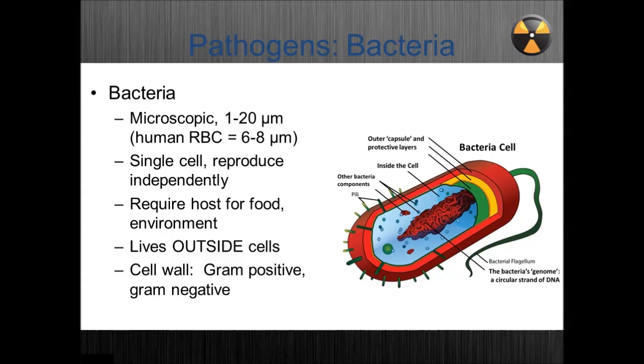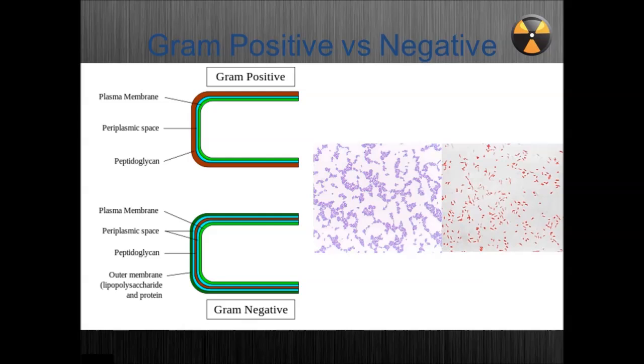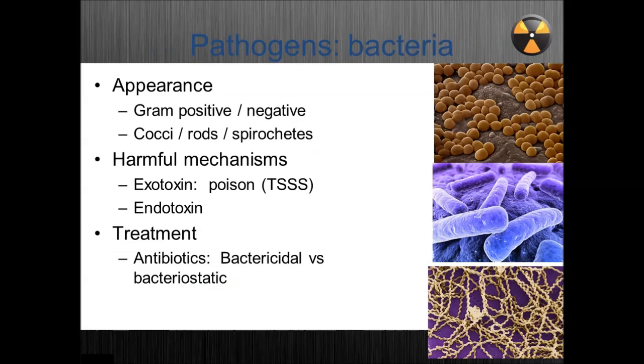There's different types of them by the shell that they have. And so you may hear about people talking about something called gram-positive and gram-negative. It has to do with the stain. And this is actually a microscopic slide that shows the gram-positive is the purple that was on the one side, and the gram-negative was the red. And so that's just a way that we classify it, and it helps us understand what antibiotics to use.